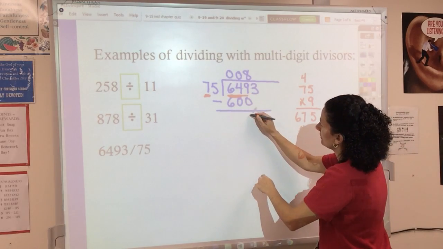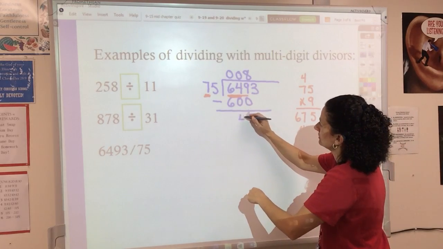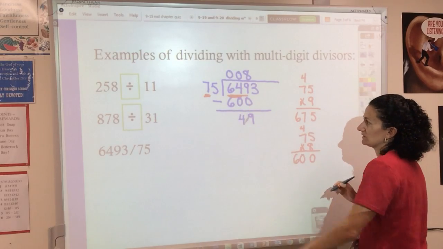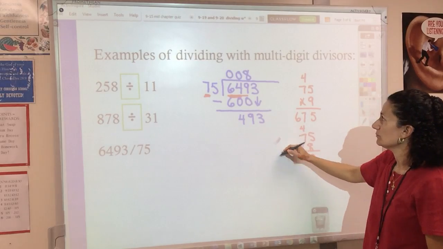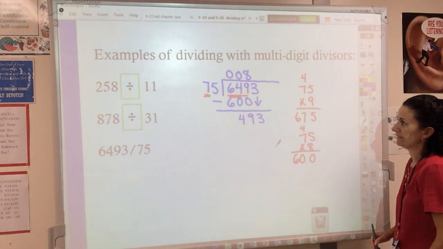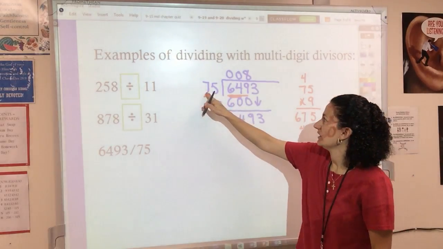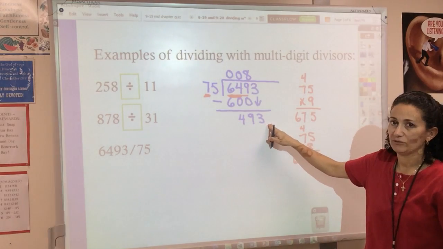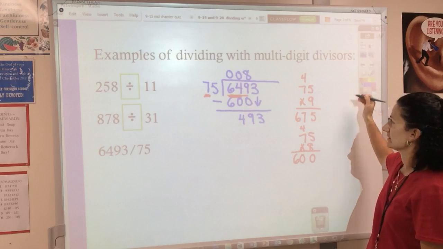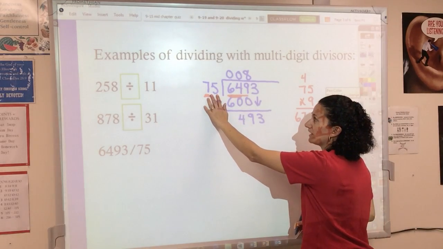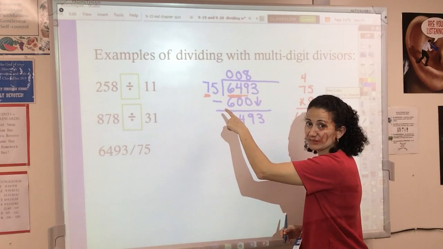9 minus 0, 4 minus 0, 6 minus 0, 6 minus 6 is 0. Now I have to bring down the 3. And I'm back in the same boat again. Now I have to divide 75 into 493. Look for the little fact, guys, in the big fact. I don't know my 75s, but I do know my 7s.